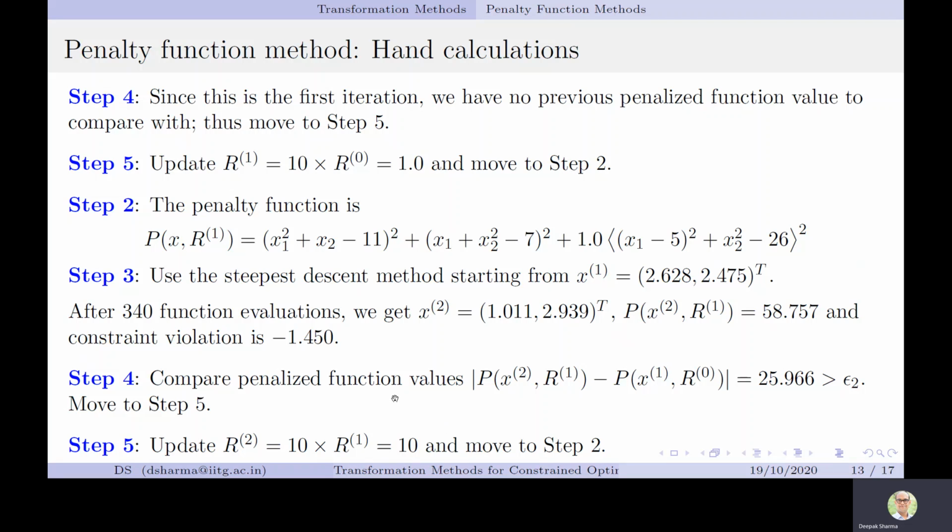So this means that the first sequence was made for R0 equal to 0.1. The second sequence is made for R1 equal to 1. And the third sequence will be made for R2 equal to 10. And this is the way in every sequence that we are using, say, the steepest descent method to get a solution for the given problem.